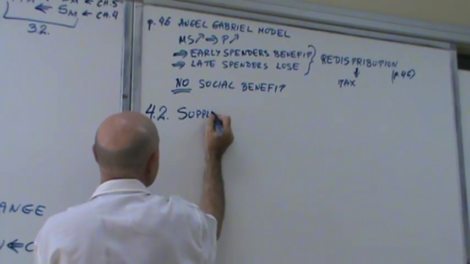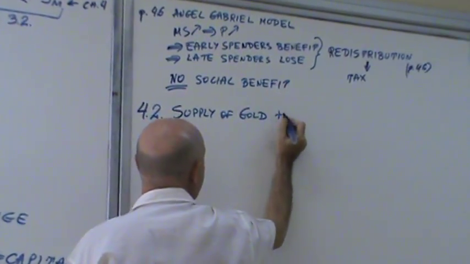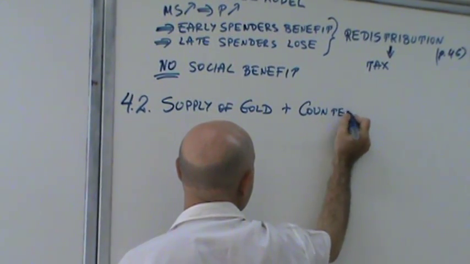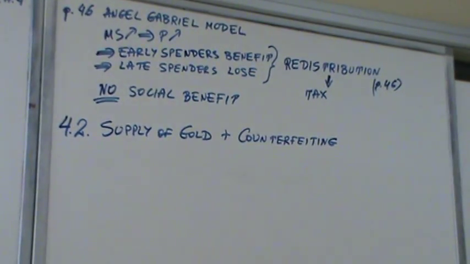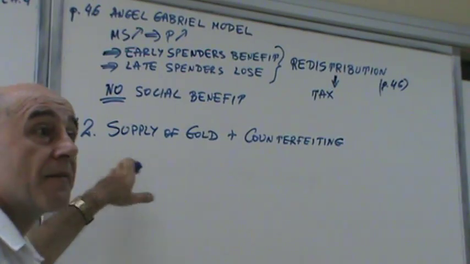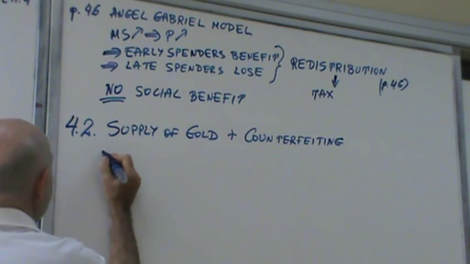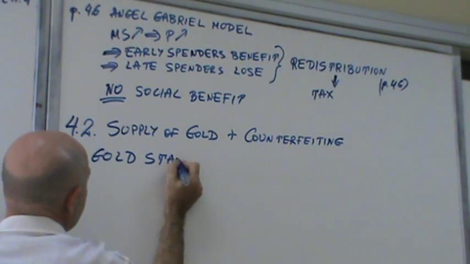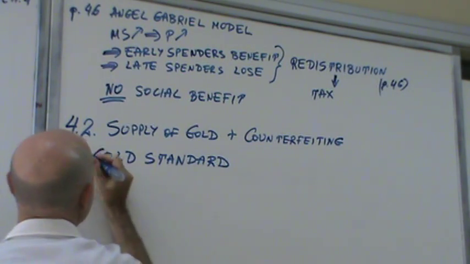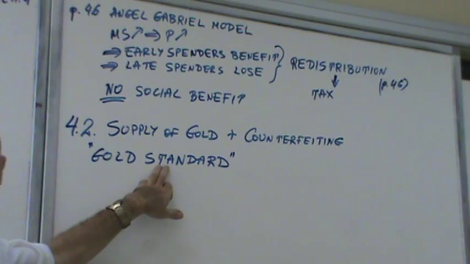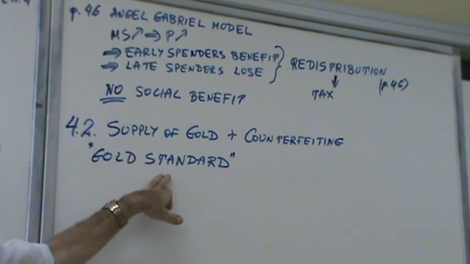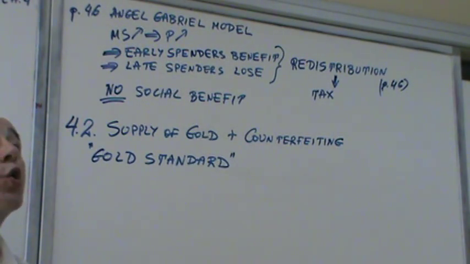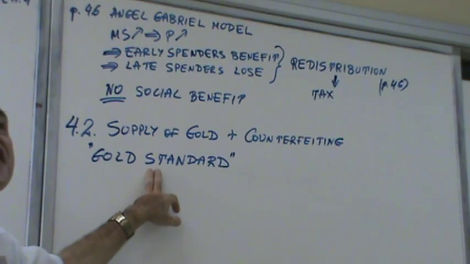Supply of gold and counterfeiting. All right, so now suppose we are on a gold standard. Gold standard means society uses gold as money. And on a gold standard means that people use gold coins of certain quality and certain weight as money. And the world has been on a gold standard for thousands of years.